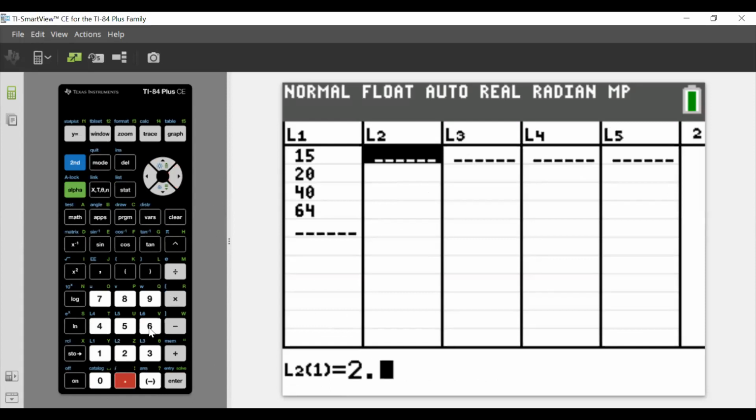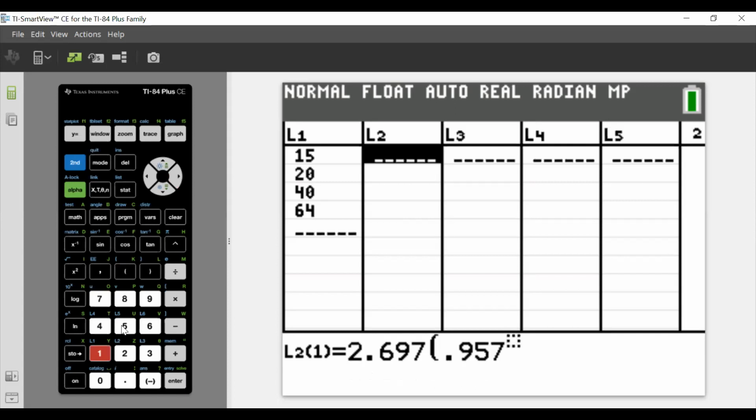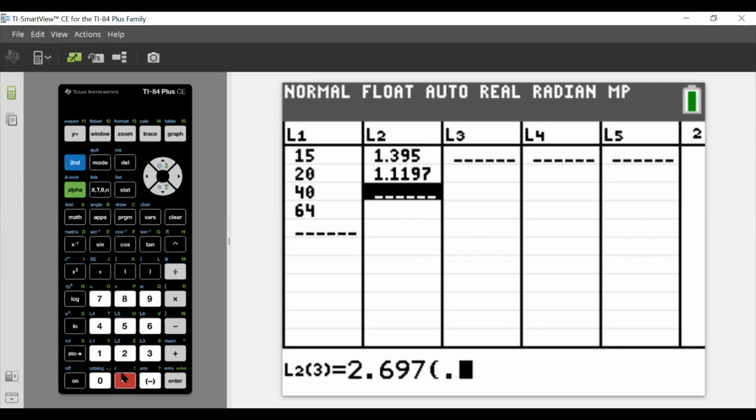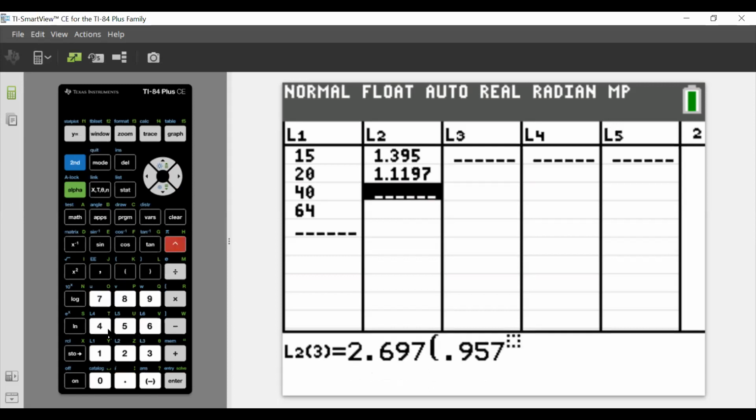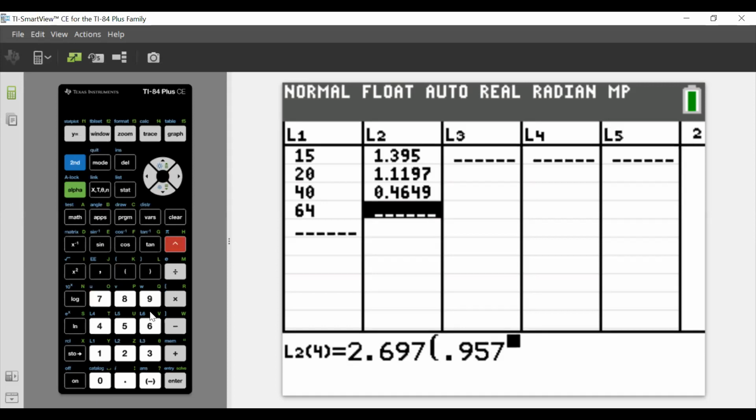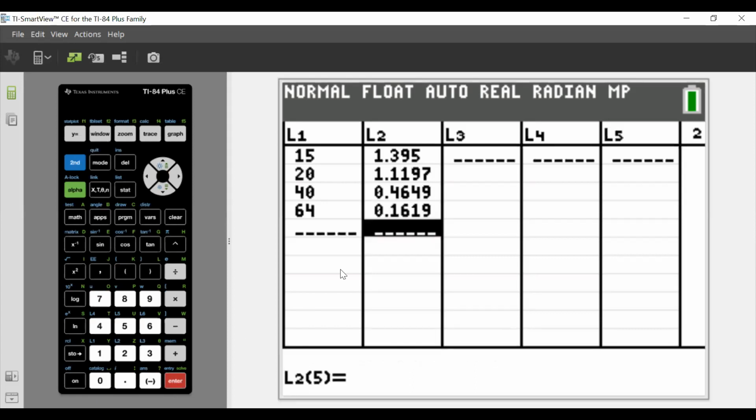And so we have 2.697 times 0.957 to the 15. And then I have 2.697 times 0.957, and that's to the 20. And then I have 2.697 times the 0.957 to the now 40. And then I have 2.697 times the 0.957 to the 64. All right. So those are my values.